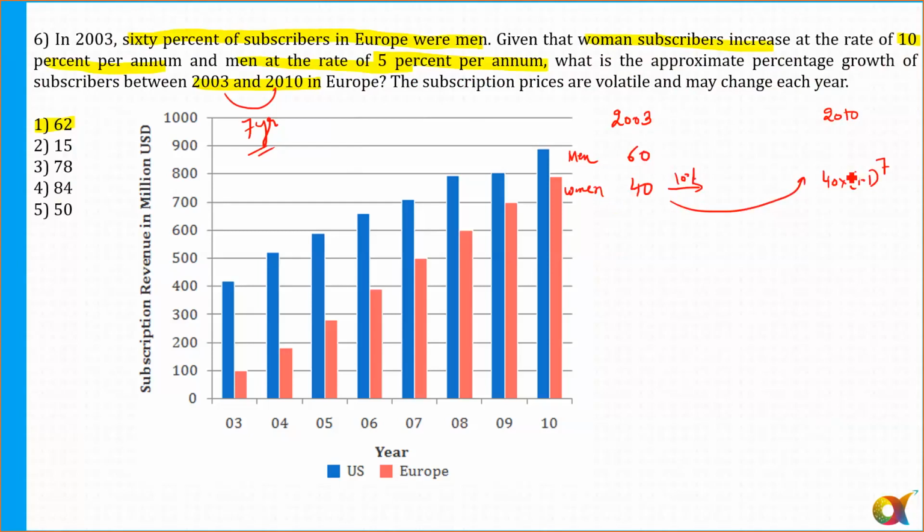Now the point here is that in that year, calculators were not allowed. So there is a calculation error here. Similarly, the men change at 5% per annum. So it will be 60 into 1.05 raised to power 7. Here the total is 100 and I need to add these two values. Nowadays the calculator is allowed, so you can definitely find out 1.05 raised to power 7 and multiply it by 60, and 1.1 raised to power 7.